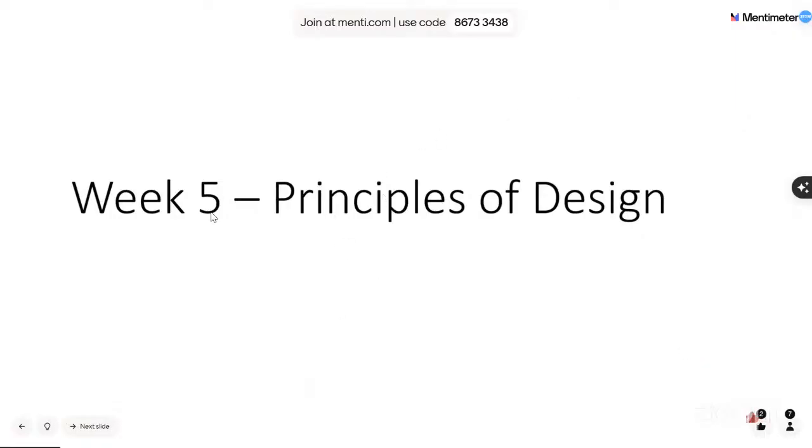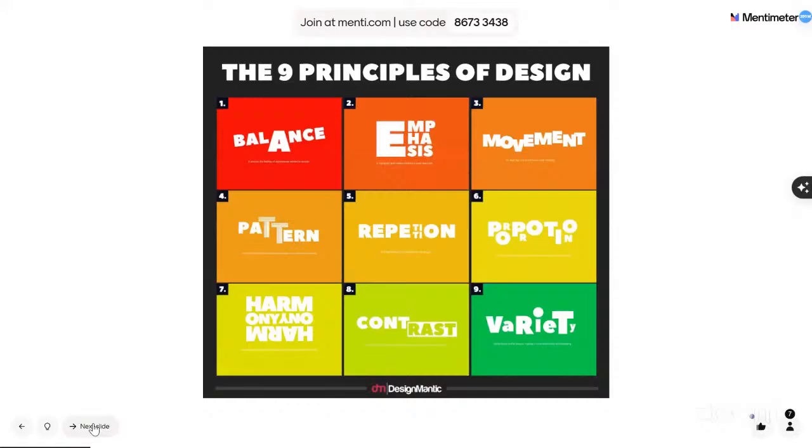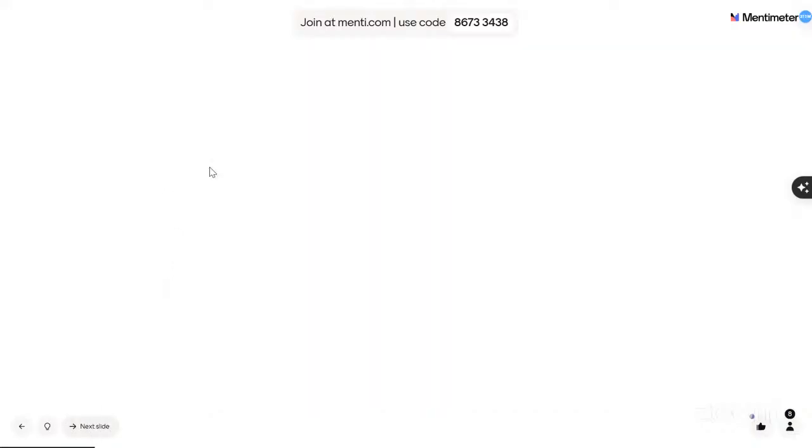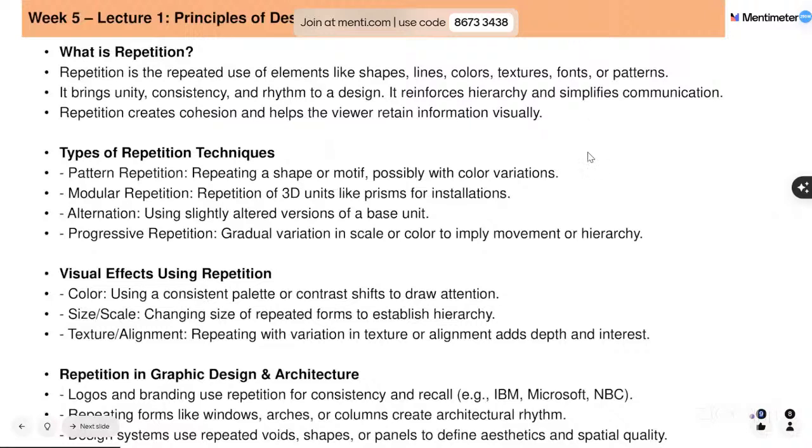Yeah, okay. So this week you would have seen principles of design. That is what we had learned this week. And there are so many principles of design, like balance or emphasis, movement, pattern, repetition, etc. We have seen some of these. So now we will just quickly run through what all we have seen this time.